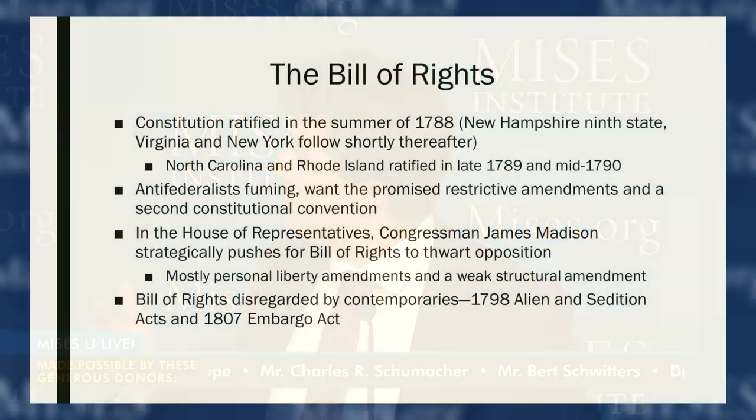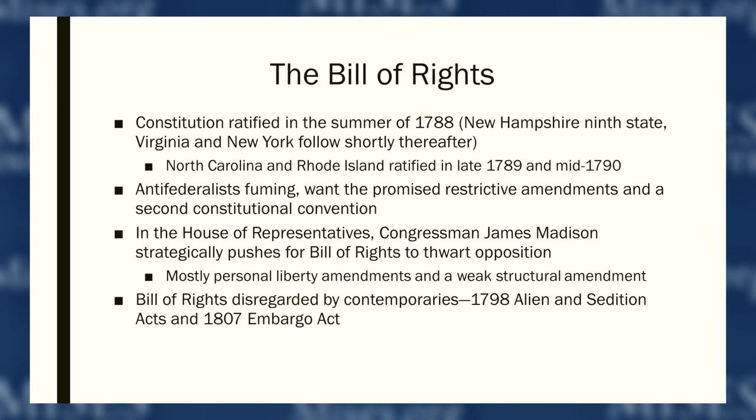And the anti-federalists, they were fuming, right? Because they were upset. They said, we've been tricked. We've been cheated. You promised us the restrictive amendments, restrictions on taxing, restrictions on national supremacy, on standing armies, and so on. And we want a second constitutional convention, where we can be invited. And so basically all the federalists go, no, we're not doing that, because they know what's going to happen.